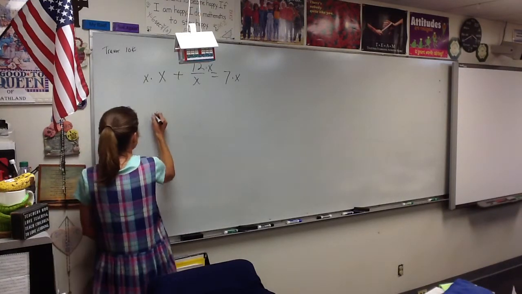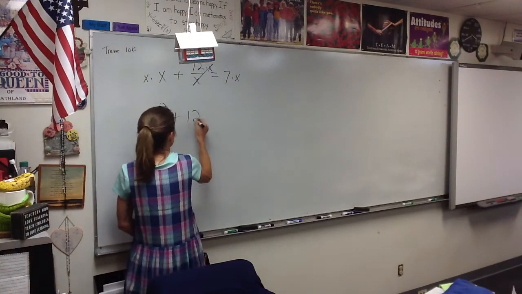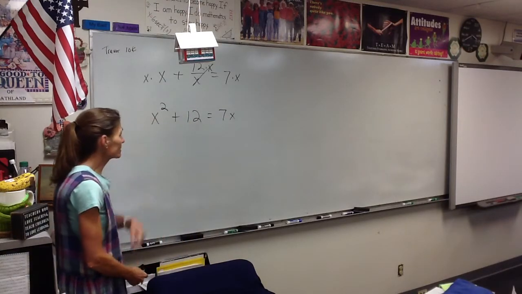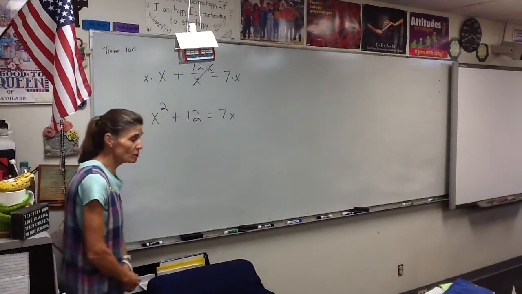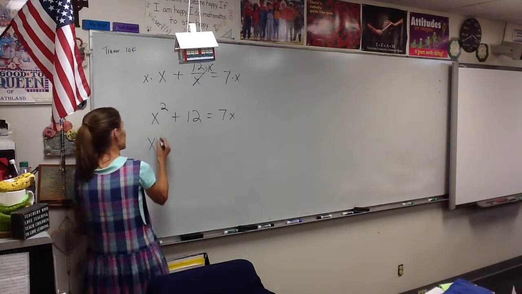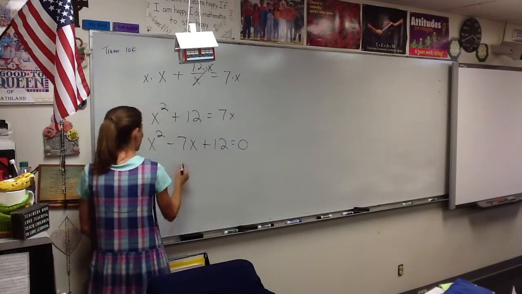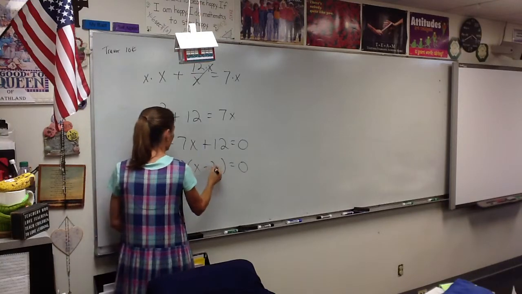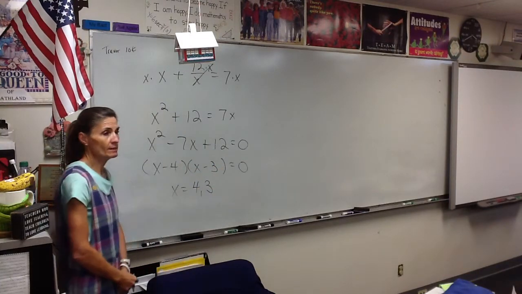So now your equation is x squared plus 12 equals 7x, which is what kind of equation? So we'll get it set equal to 0. And then you can solve it any way you want. This one does factor very handily. So it looks like our answers are 4 and 3.